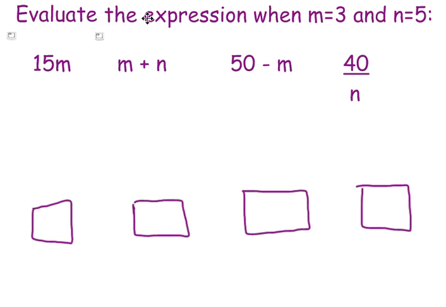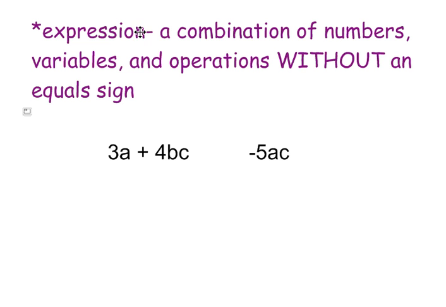Now we need to talk about the word expression. Expression is a combination of numbers, variables, and operations without an equal sign. Okay, and in your notes, I want you to make a note, especially right here, capital letters, highlight. We're talking about things that do not have an equal sign. So 3a plus 4bc, that's an expression. Negative 5ac, that's an expression. So these are both examples of expressions.